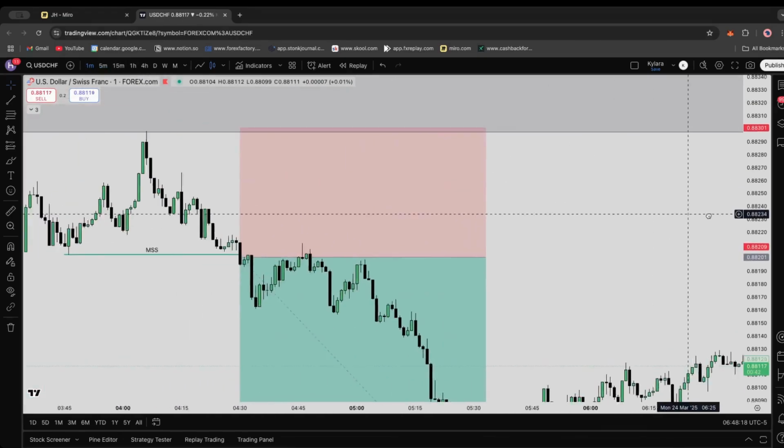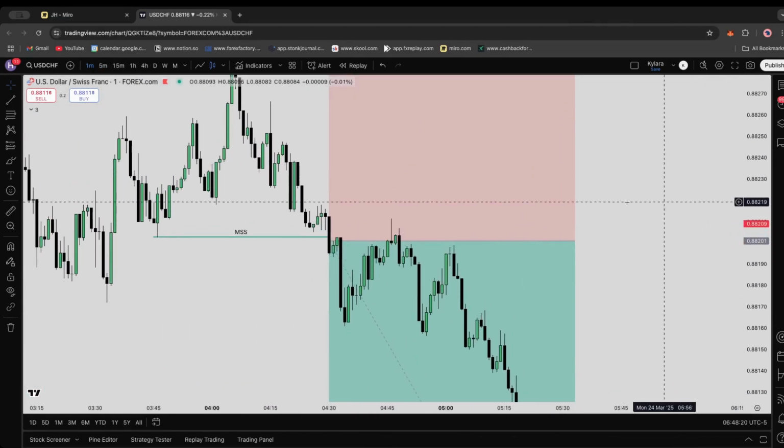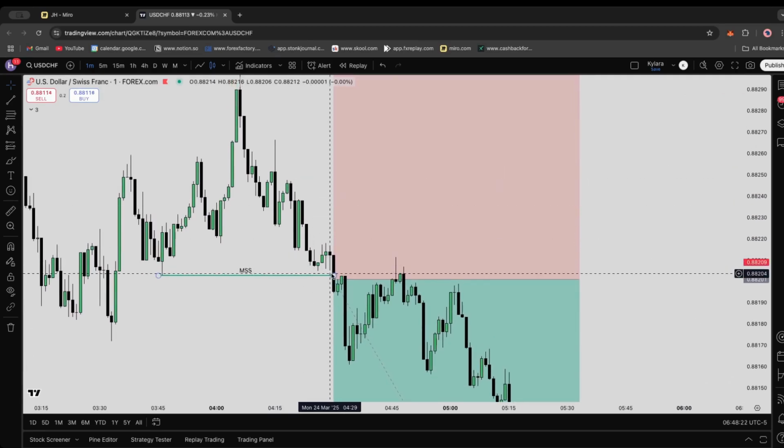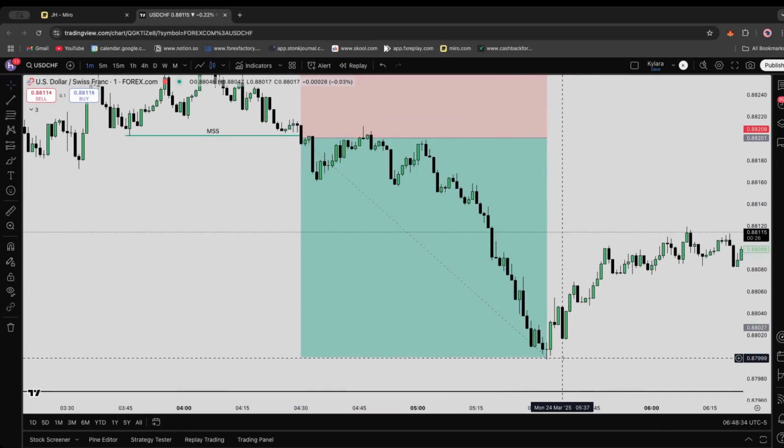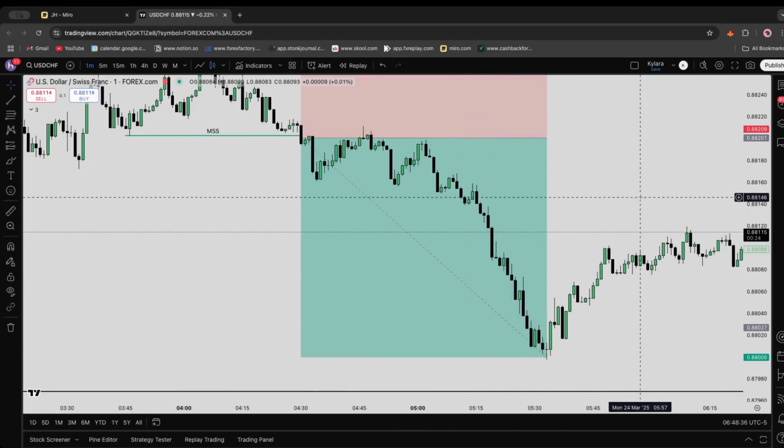So if we look to the 1 minute, which is my main entry time, you can see I entered off this 1 minute fair value gap right here after we had the market structure shift, or sorry, could have entered. Price tapped into it here and then displaced lower. You had a really nice, perfect exit to our trade right here.